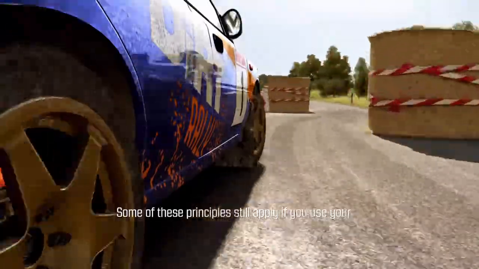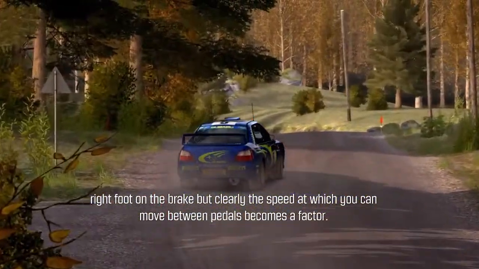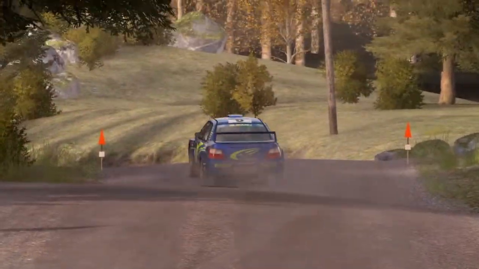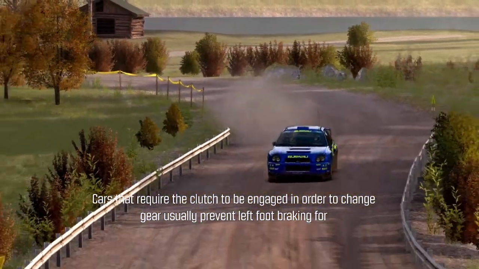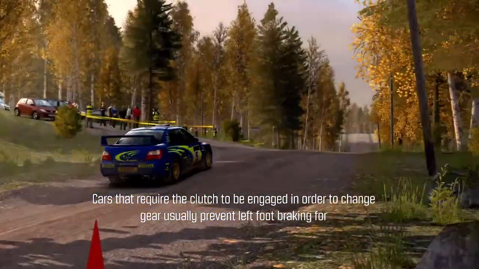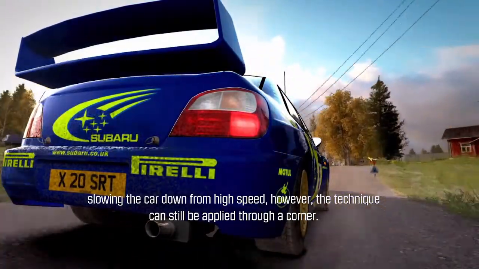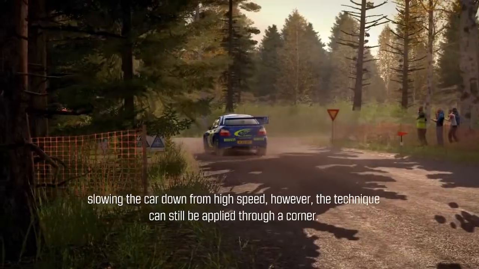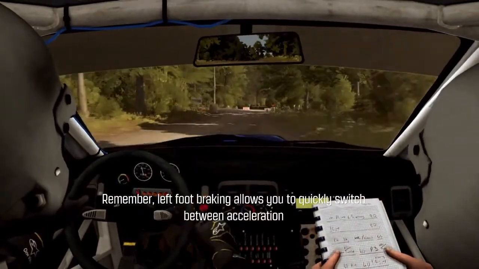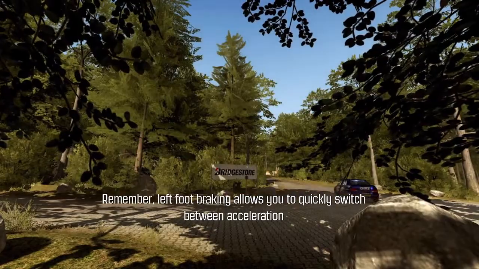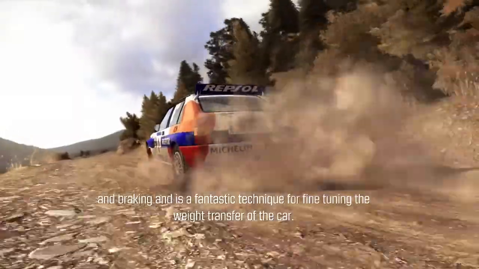Some of these principles still apply if you use your right foot on the brake, but clearly the speed at which you can move between pedals becomes a factor. Cars that require the clutch to be engaged in order to change gear usually prevent the use of left foot braking for slowing the car down from high speed. However, the technique can still be applied through a corner. Remember, left foot braking allows you to quickly switch between acceleration and braking and is a fantastic technique for fine-tuning the weight transfer of the car.